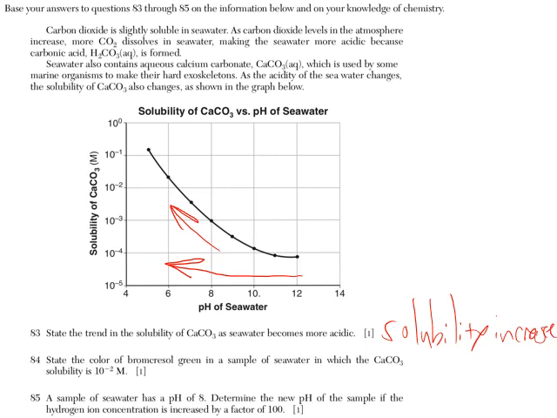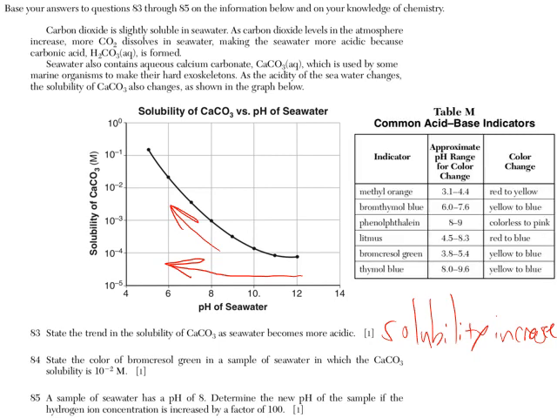84 says, state the color of brom cresol green in a sample of seawater in which the CaCO3 solubility is 10 to the negative 2 molar. Now for this, it talks about brom cresol green, so we're going to need our indicator chart. I'm going to go ahead and erase these arrows again. And it says the solubility of CaCO3 is 10 to the negative 2 molar. So we're talking about right here. To use this, though, we need to see what our actual pH is. So we're going to just follow this right over to the line. And it hits right about there.